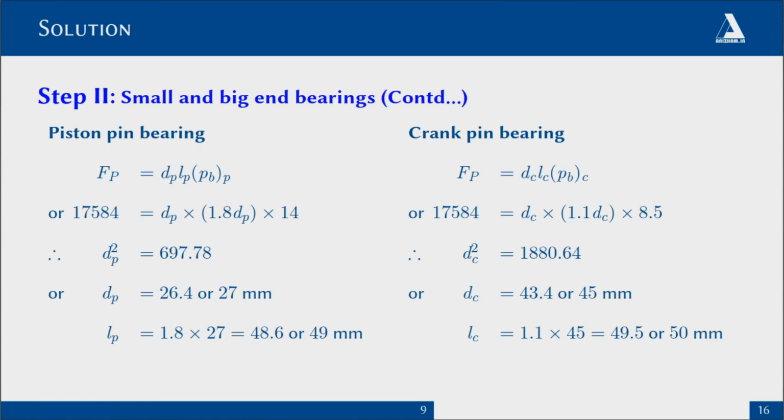Now for the crank pin bearing, FP equals DC LC PBC. FP is 17,584. DC is the parameter that we have to find out, that is the diameter of the crank pin bearing, and LC is the length of the crank pin bearing, that is 1.1 times DC. PBC is 8.5. So from the relation we get DC as 43.4 or 45 millimeter, and LC is obtained as 1.1 times 45, that is 49.5 or 50 millimeter.